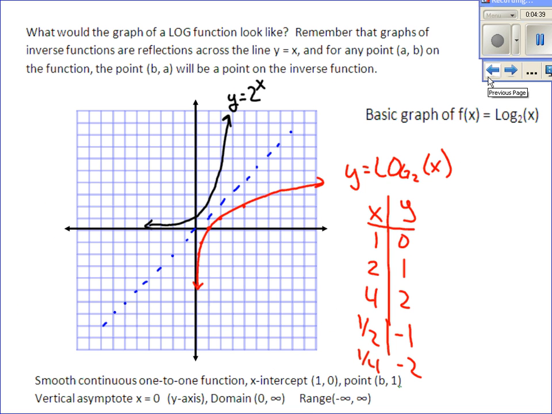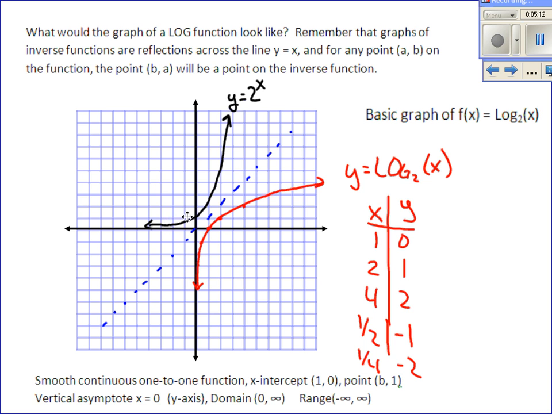Okay, graph of the log functions. Remember, we define log functions to be the inverse of the exponential functions. Graphs of inverse functions are reflections across the line y equals x, and any point (a, b) on the function will have a point (b, a) on the inverse function. So I'm going to take that table of values that I found for 2 to the x back in the previous video, swap all the x's and y's. And with that, I can come up with my red line, the graph of log base 2 of x.